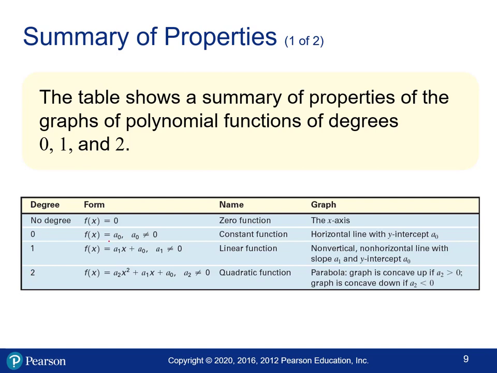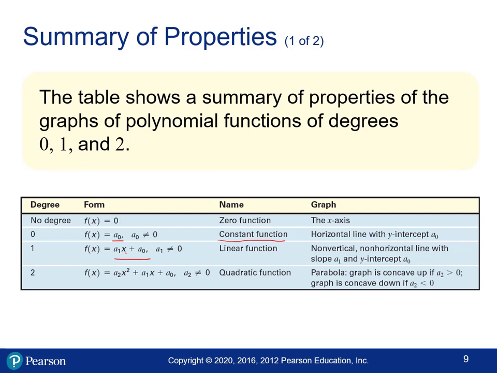So that one for degree 0 looks like just a constant term, and therefore we call that the constant function. And it's just a horizontal line when you graph it, and that goes through the point 0, a sub 0. And just so you know, when it has one term like this, the polynomial is called a monomial. Mono meaning one.